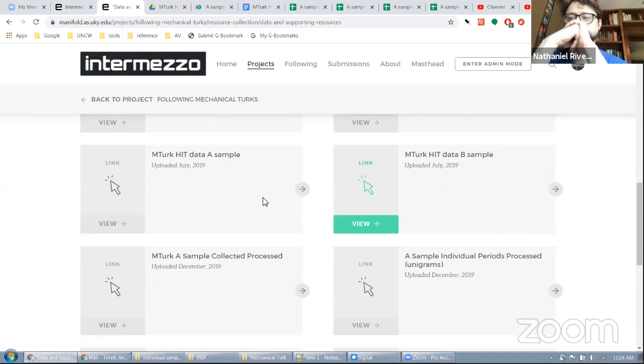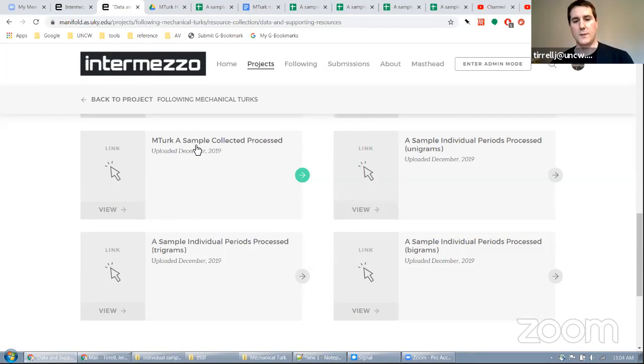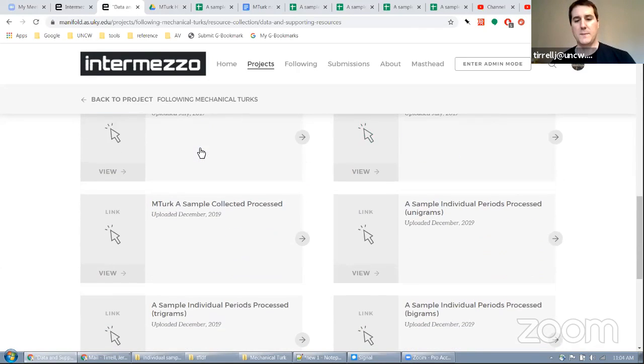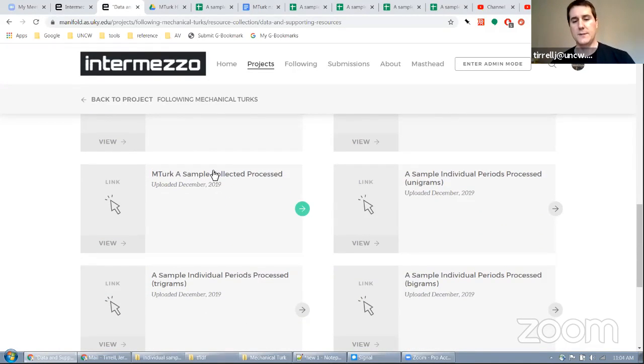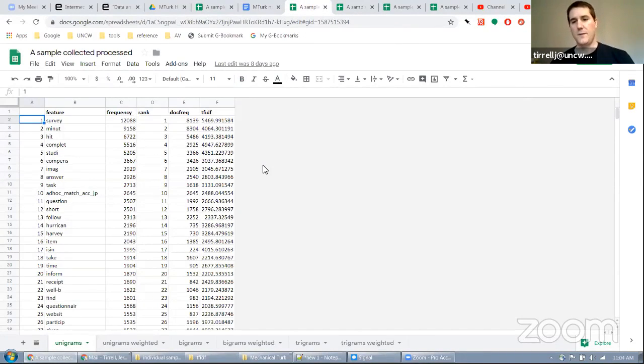We've got the A sample and then the B sample, and I haven't really even looked at the B sample yet, in part because it's going to be examining some different stuff. So now we've got the A sample collected, processed. The language here starts to get a little ambiguous, but the idea is this is the information on this sheet collected and then processed with frequency measures. So this is what that looks like. You can see it's basically 6 pages because it's got unigrams, bigrams, and trigrams.